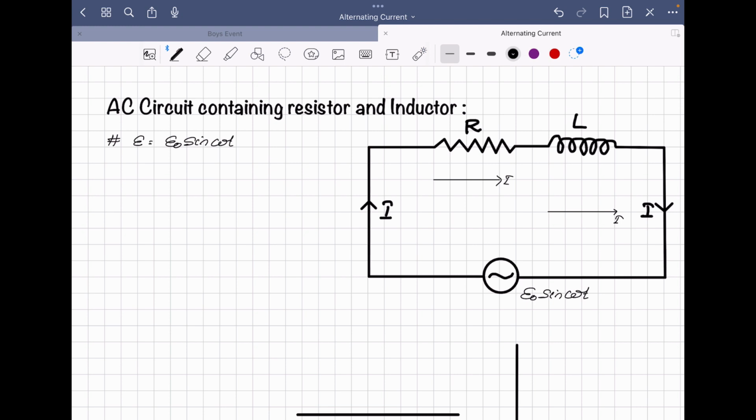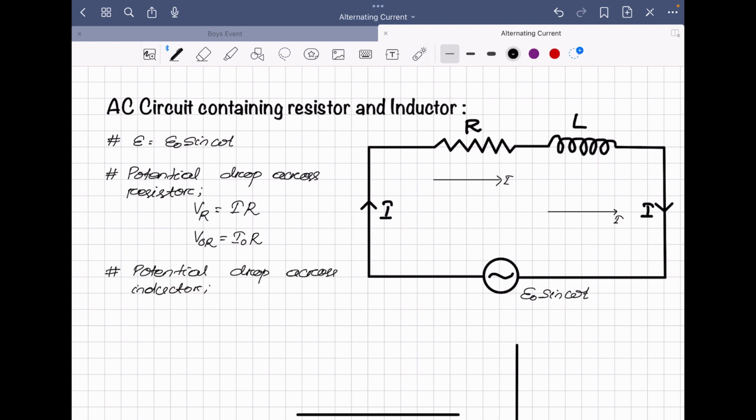Then the potential drop across the resistor can be written as, you know from Ohm's law, V equal to IR. So here you can write VR is equal to the current flowing through the resistor times resistance R. Then the maximum potential drop across resistor can be written as V naught R. V naught R can be written as I naught R, because I naught is the maximum current flowing through the resistance R.